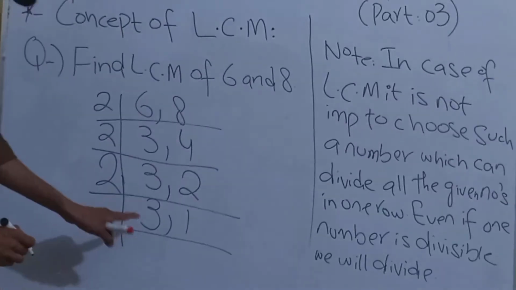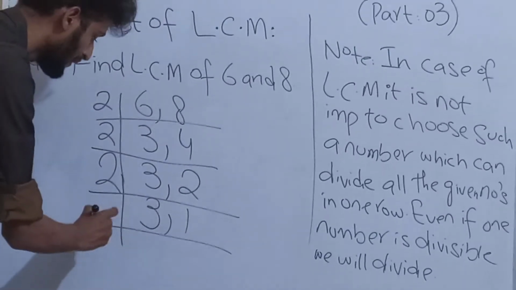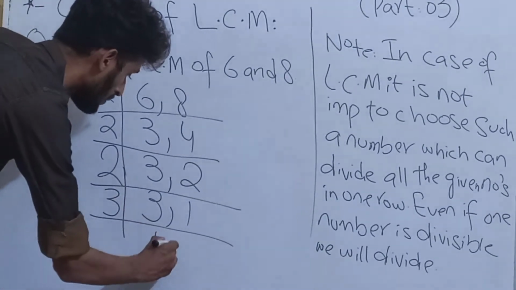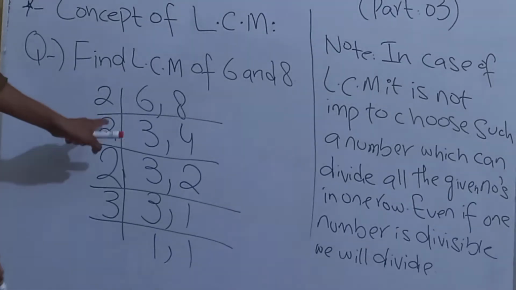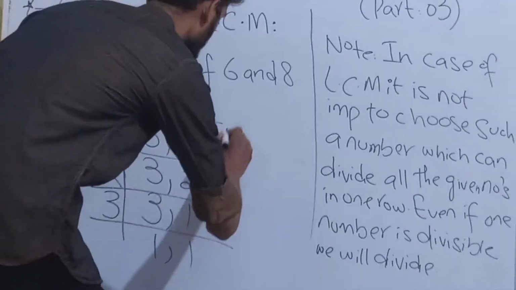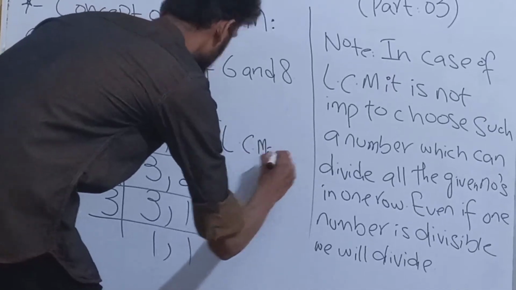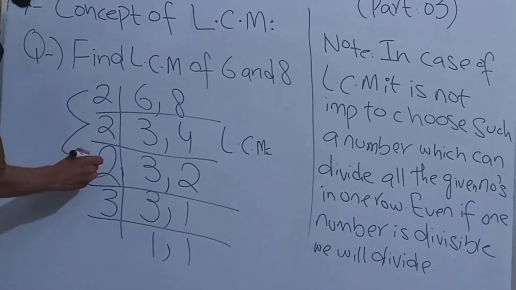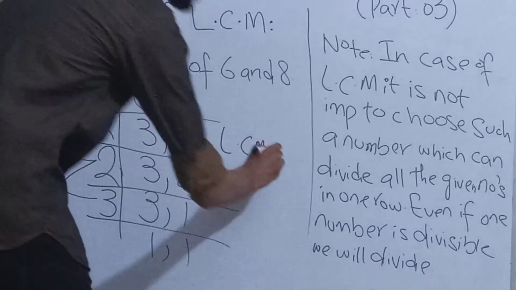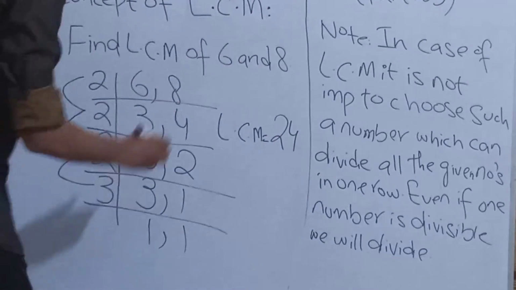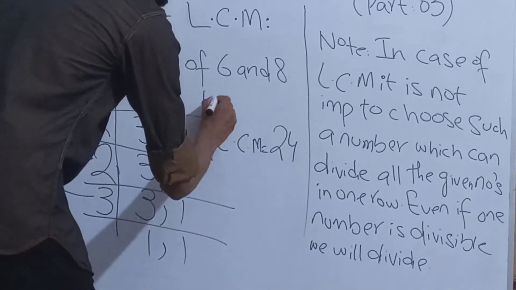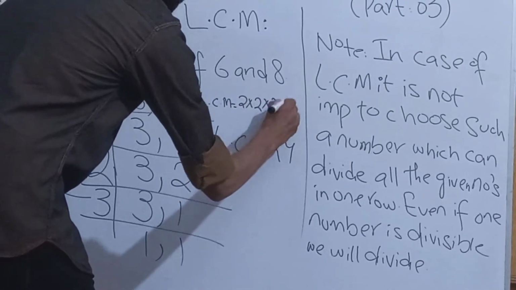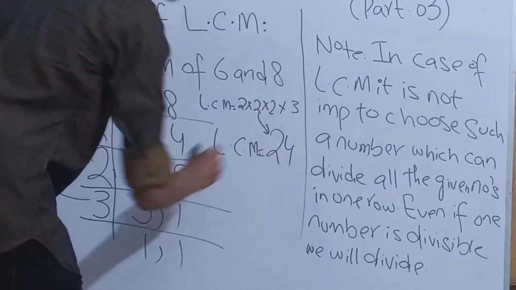Now we will check 3. As 3 is not divisible by 2, we will check with the next prime number, which is 3. 3 is divisible by 3. The answer will be 1, 1. So the LCM of 6 and 8 is LCM equals 2 multiplied by 2, 4. 4 multiplied by 2, 8. 8 multiplied by 3, 24. So the LCM is 24. Or you can write it as LCM equals 2 multiplied by 2 multiplied by 2 multiplied by 2 multiplied by 3, and the answer will be 24.